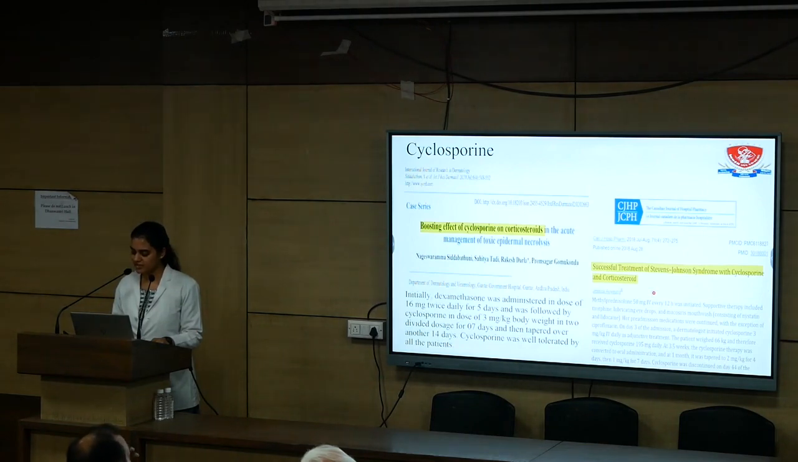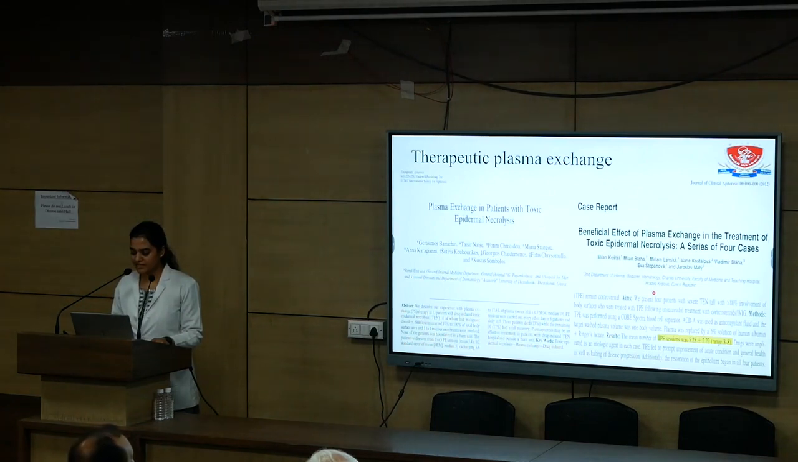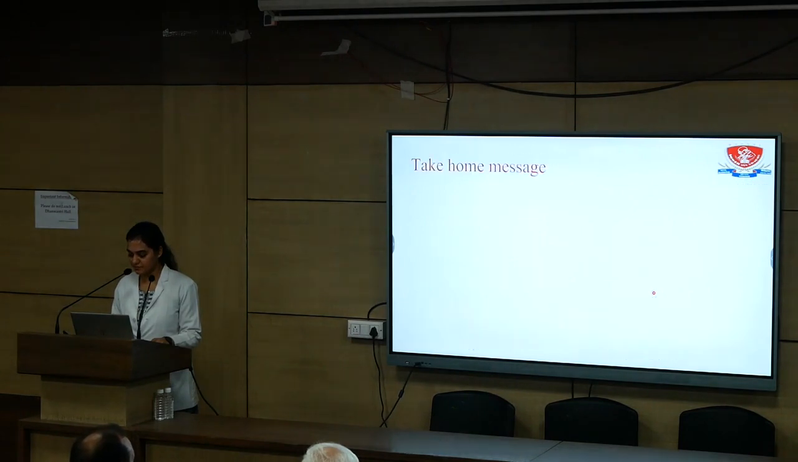Literature also mentions a boosting effect of cyclosporin on corticosteroids by aiding quick tapering of corticosteroids, and it is given in a dose of 3 to 5 mg per kg body weight. We have case reports where 3 to 8 cycles of therapeutic plasma exchange had a beneficial effect in treatment of TEN, and its role has already been discussed by the immunohematology and blood transfusion team.